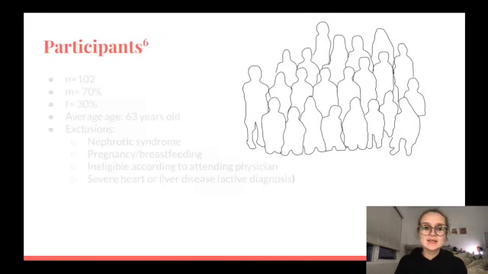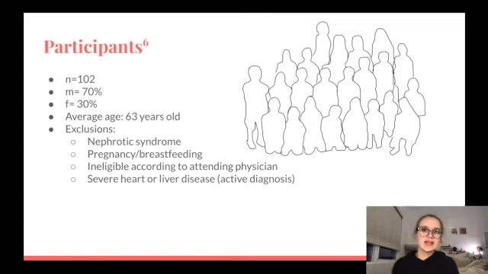So the participants, there were 102 individuals. That was made up of 70% males and 30% females. The average age was right around 63 years old, plus or minus a few years. And some exclusions included nephrotic syndrome, if they were pregnant or breastfeeding, if they were ineligible based on their attending physician. So if their doctor said that it wasn't okay, they were excluded. And then severe heart or liver disease with an active diagnosis.